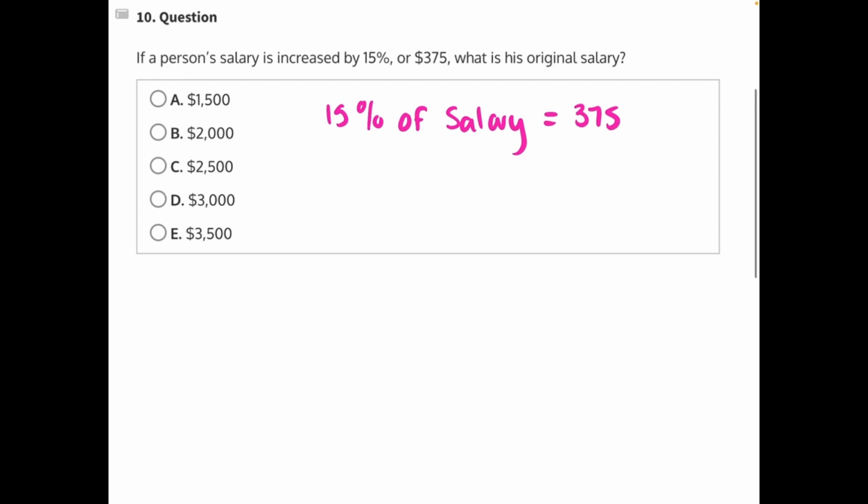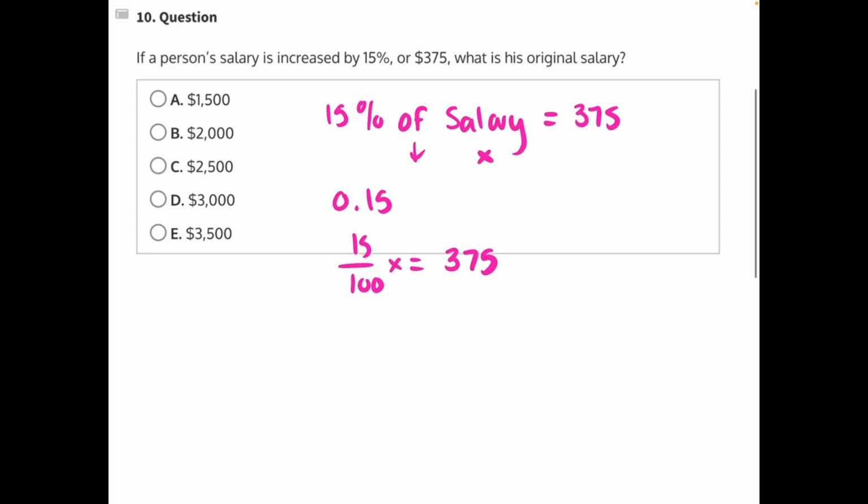So we could translate this into a math equation, 0.15 or 15 over 100. Of is a word in math that means to multiply, and our salary we don't know. That's our unknown x. So 15 over 100x equals 375. And now we can do opposite operations to isolate x and move everything over to the other side.